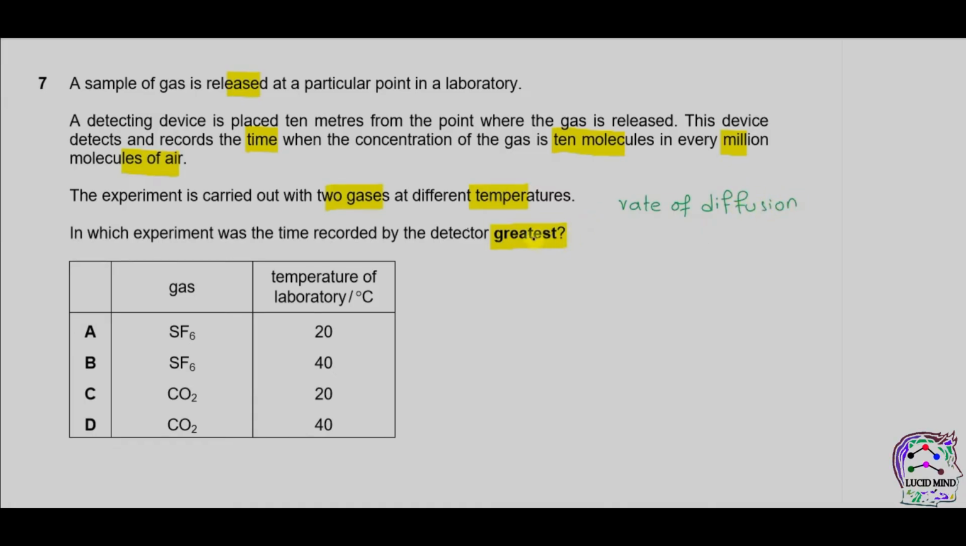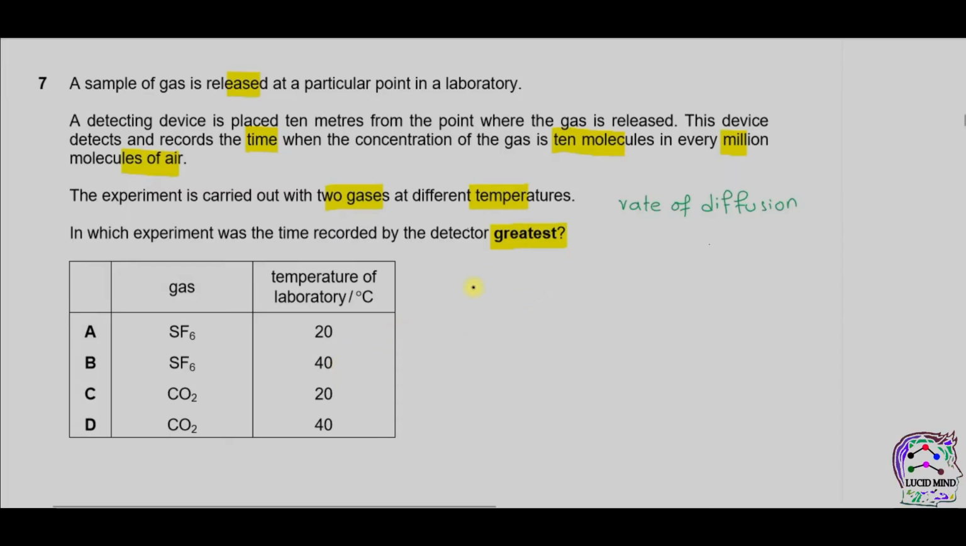Slower gas will diffuse slower, so therefore the time will be greatest. So we have to find the gas that diffuses slowest. We have two gases, one is SF6, one is CO2, and we have two different temperatures, one is 20 degrees centigrade, one is 40 degrees centigrade.